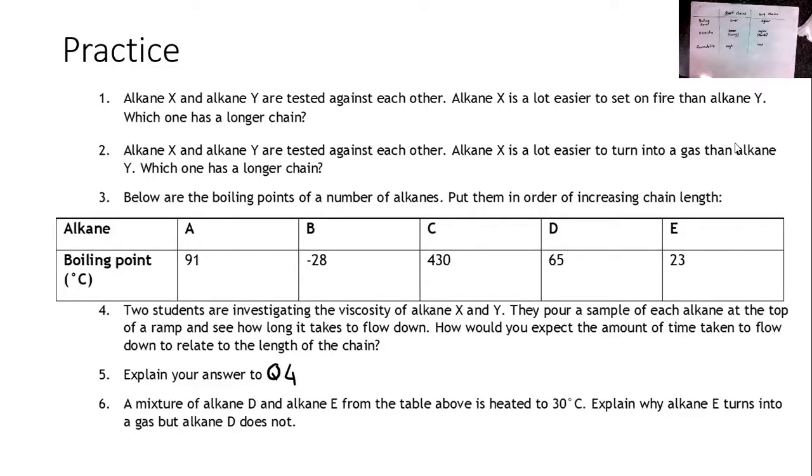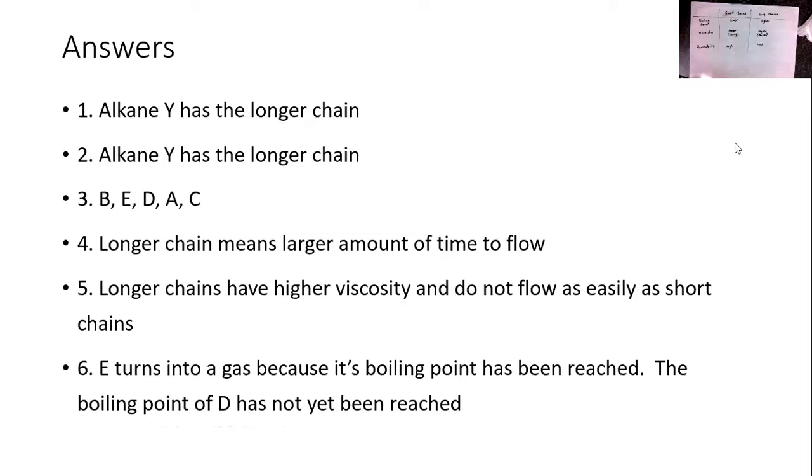A mixture of alkane D and alkane E from the table above is heated to 30 degrees. Explain why alkane E turns into a gas, but alkane D does not. So if we're at 30 degrees, well, alkane E boils at 23. So we have gone past the boiling point of E. So we say that the boiling point of E has been reached. Now, alkane D does not boil until 65 degrees. If we are at 30 degrees, we are not at the boiling point of D. So the correct answer here is E turns into a gas because its boiling point has been reached, but the boiling point of D has not yet been reached, so it does not turn into a gas.